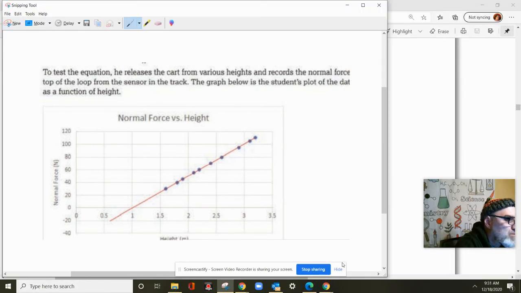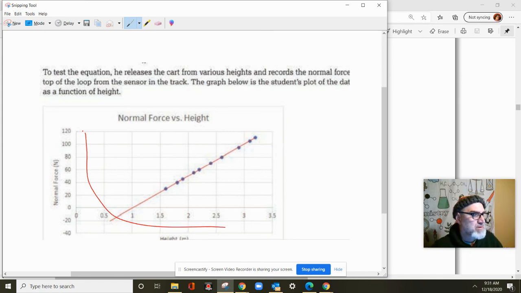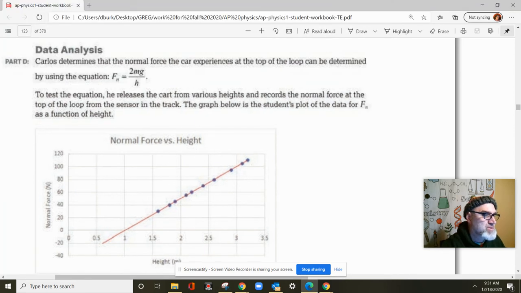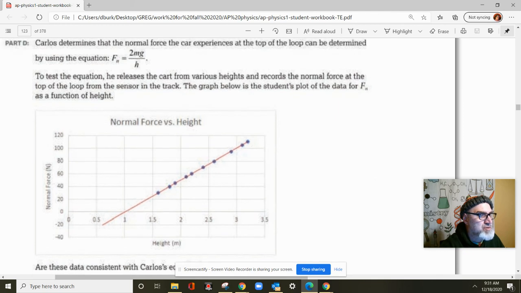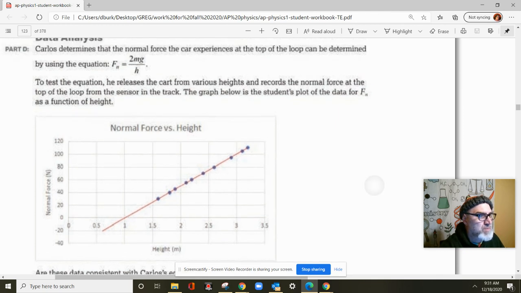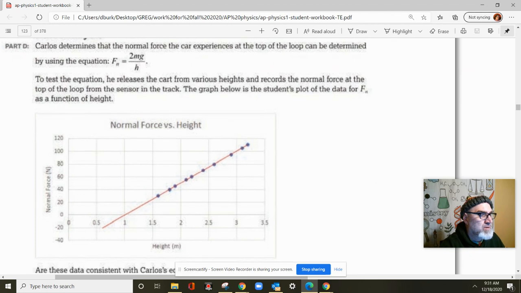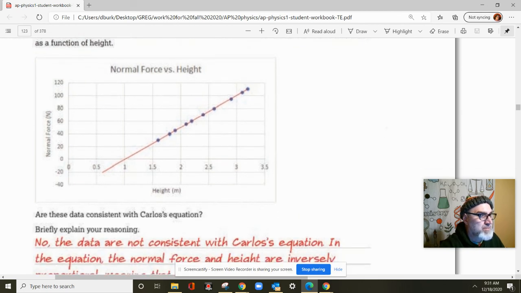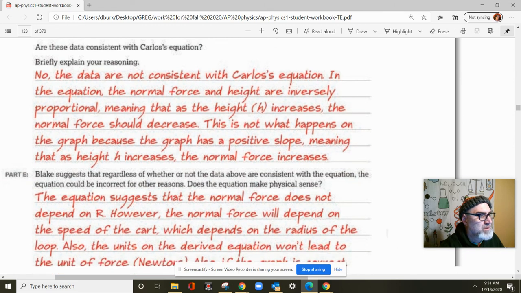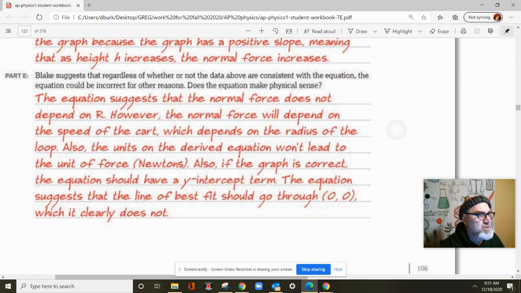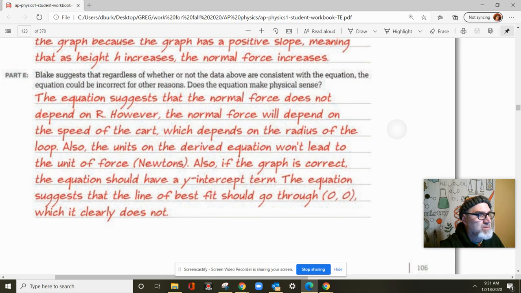1 over x looks like this, right? That's what the graph would look like. And that is a linear graph. It's showing us that there's a direct linear relationship between the normal force and the height that it's dropped. So the higher you drop it from, the more the normal force is, linearly. So no, the data are not consistent. And Blake suggests the normal force does not depend on R. The normal force will depend on the speed of the cart, which depends on R.